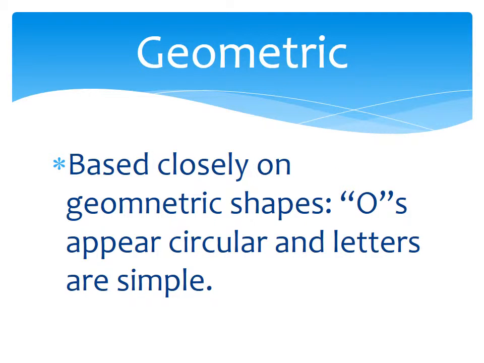Here's one that is completely opposite of the script. A script was very organic in the way that the letters flowed, but geometric is exactly what it sounds like. It is based on geometric shapes. So the letter O would appear as a circle, and letters are very simple. Think about your geometric shapes: squares, triangles, rectangles, circles, stuff like that. That's the basis of the geometric style.